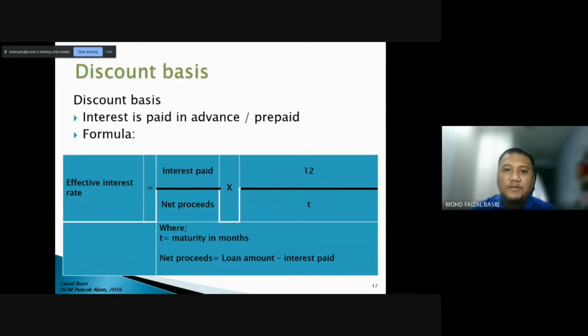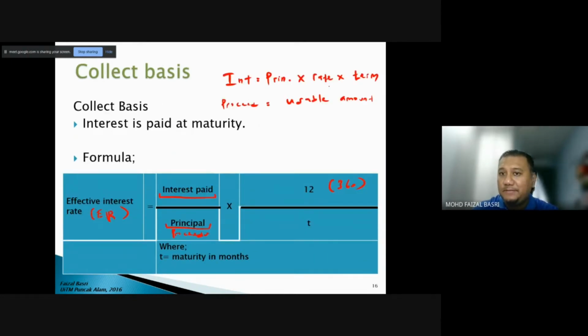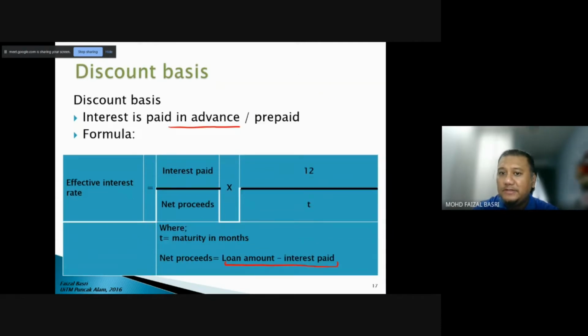For the discount basis, remember, this is where the interest is paid in advance, or upfront. Therefore our proceeds will be reduced by this transaction. The loan amount, we minus the interest. Meaning we have to calculate the interest as always, like this. And this amount of interest will be deducted from the net proceeds as part of your usable amount.